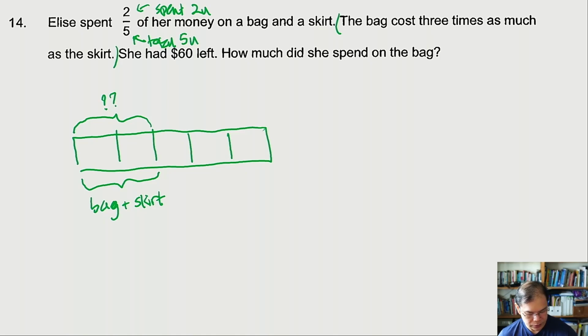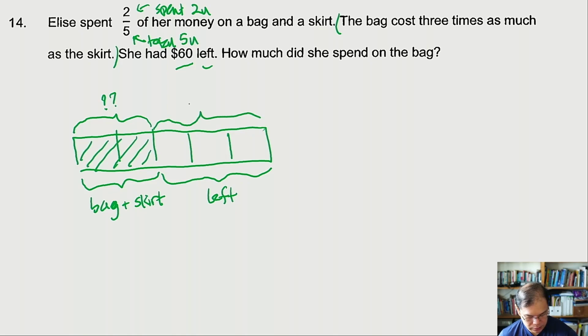Okay, so it says that she has $60 left. So this is what she's left, right? And this is $60. Okay, the question is, how much did she spend on the bag? I put 3 question marks because this is what we really want to know at the end of the day. So let's find out how much she spent on the bag and the skirt first.